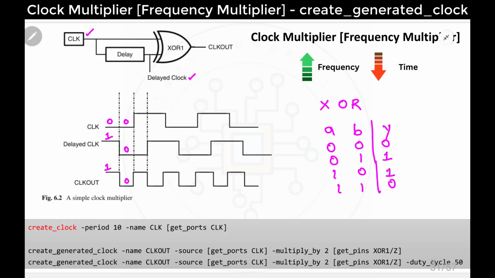Whenever inputs are the same, output will be 0. Here this is 1, 0. Whenever inputs are different, output will be 1. And here it is 1 and 1. Whenever inputs are the same, output will be 0. By using the same concept, you can get the output waveform, that is clock out.